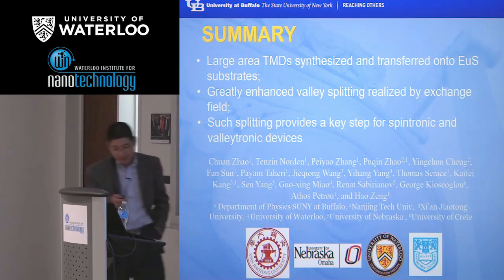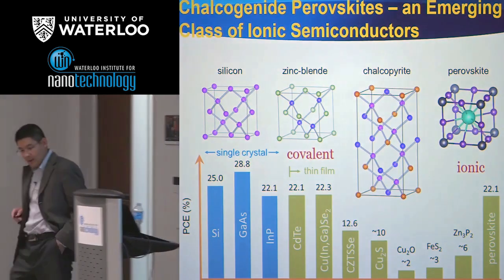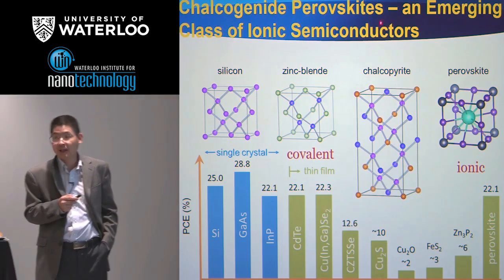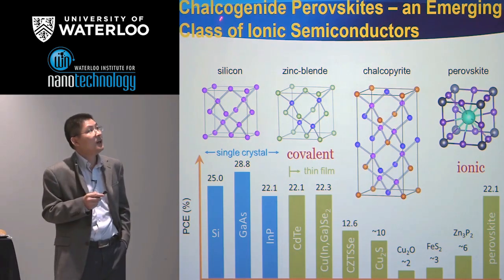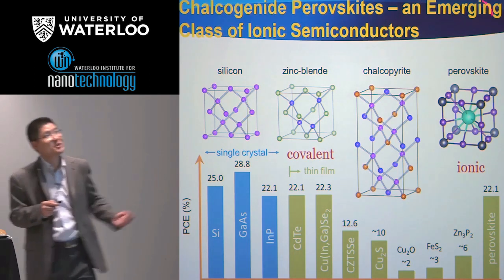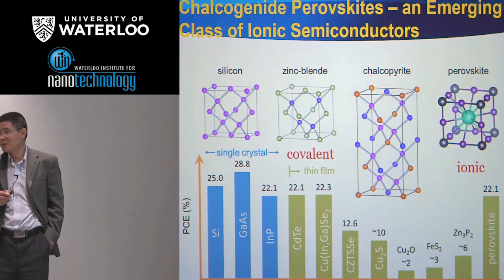All right. So I'm going to go with the second topic. We are working on this very interesting material called the chalcogenide perovskites. Okay, and we are trying to pitch it to the funding agency. This is an emerging class of semiconducting materials, very different from conventional semiconductors.